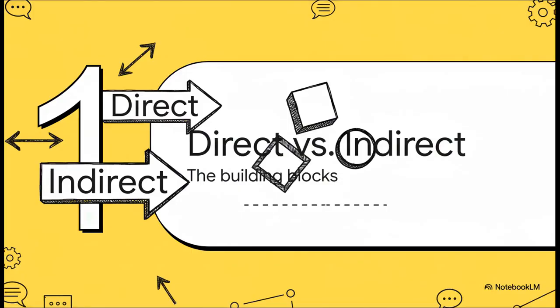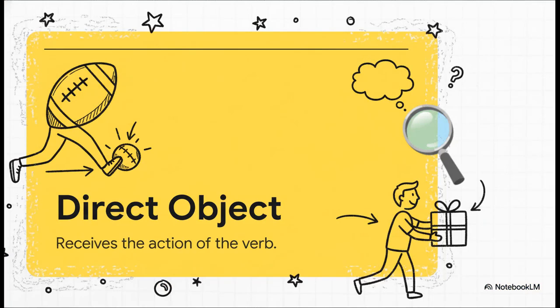Okay, first things first. Before we can start combining pronouns and doing all the cool stuff, we have to be totally clear on the two pieces of the puzzle, the direct and the indirect object. So, the direct object, this one's pretty easy. It's the thing or person that's getting the action from the verb. If I say I kicked the ball, what did I kick? The ball. Boom. That's your direct object.